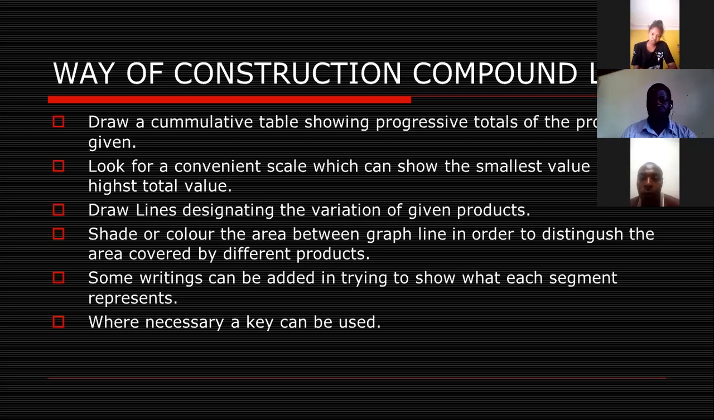Then look for the convenient scale, assuming it is in percentages. You must look for the convenient scale, and I told you how you get the convenient scale. Then draw the lines designating the variations of a given area. We have said shade or color between one graph line and the next, if they are lines or bars. Then show the writings, or some writings can be added on the triangle. Where necessary, use a key. And we shall try to go through this.